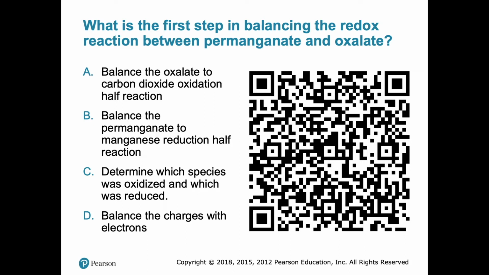What is the first step in balancing the reaction between permanganate and oxalate? Balance the oxalate to carbon dioxide oxidation half reaction. Balance the permanganate to manganese reduction half reaction. Determine the oxidation numbers of each species. Determine the species that was oxidized and reduced, or balance the charges.